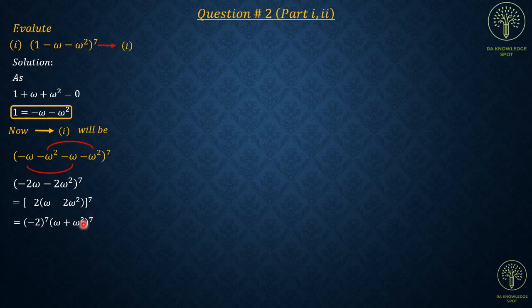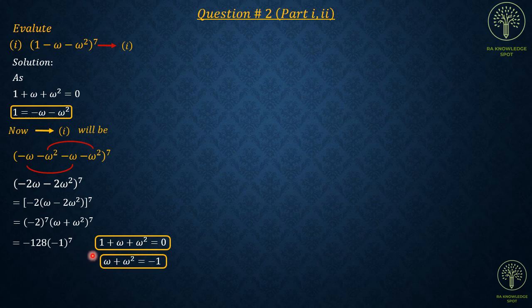We are just going to distribute the power 1 by 1. When you multiply 2, 7 times, the answer will be 128 because the power is odd, so minus will be here. Now as you know that omega plus omega square is equal to -1. How? You can see here, as you know that 1 plus omega plus omega square is equal to 0, then omega plus omega square will be as it is.